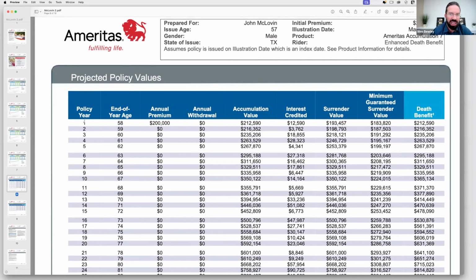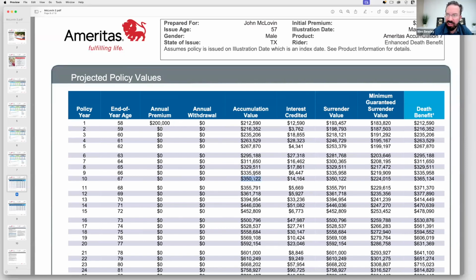So we'll start on the left. This shows you the policy year, and this is how long you've had it. We show putting in a $200,000 premium, and we're not ever putting in more money because we're just moving 200,000 over into a fixed index annuity. So right here, you can see the accumulation value. This is how much money your account is worth.